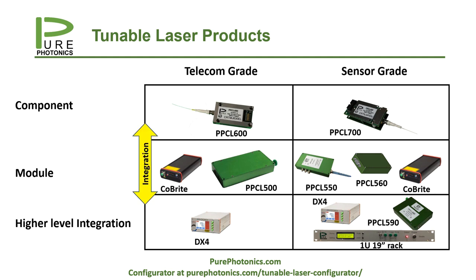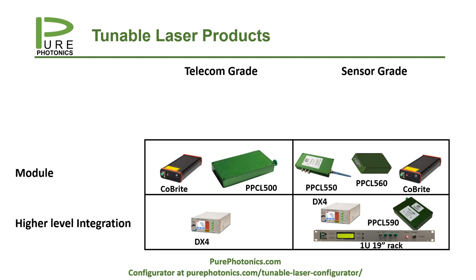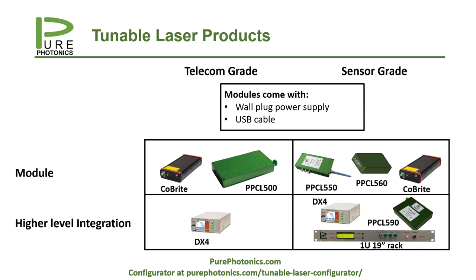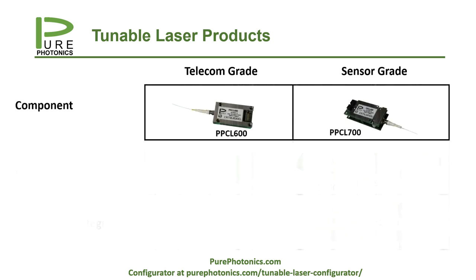For the integration level, we separate the component level, like PPCL 600 and PPCL 700, from the module level, PPCL 500, 550, 560 and the cobalt enclosure, and higher levels of integration like PPCL 590 with a gas cell or our 19-inch rack solutions. In general, products at the module level or above are easiest to operate.